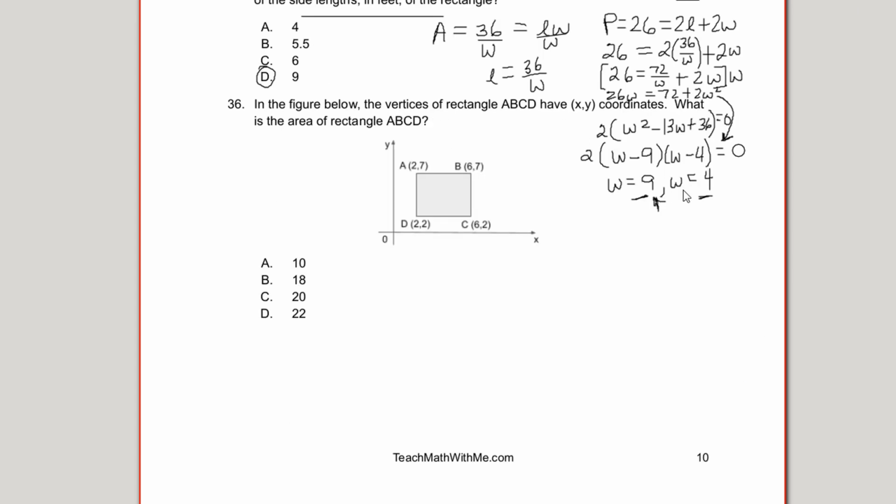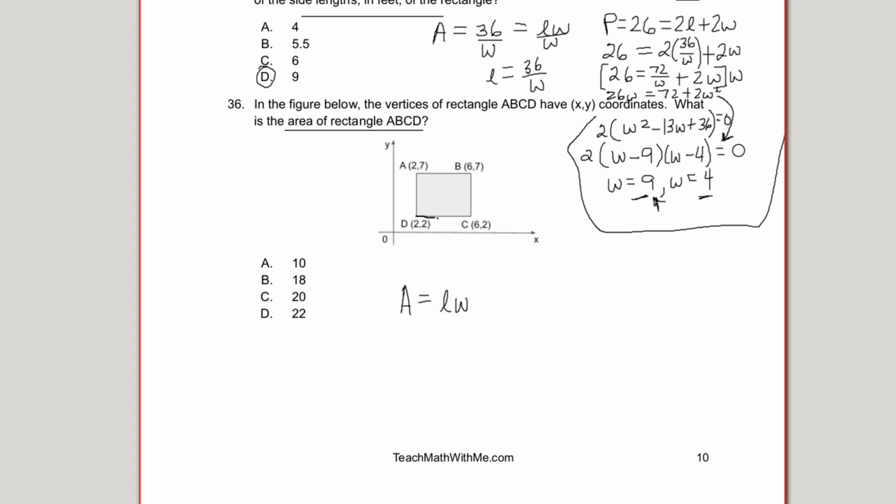Question 36 that we've already gotten a little bit of. Let me kind of mark this out here. In the figure below, the vertices of rectangle ABCD have XY coordinates. What is the area of this rectangle? So remember, area of a rectangle is length times width. How can we find this in this coordinate plane with these points?